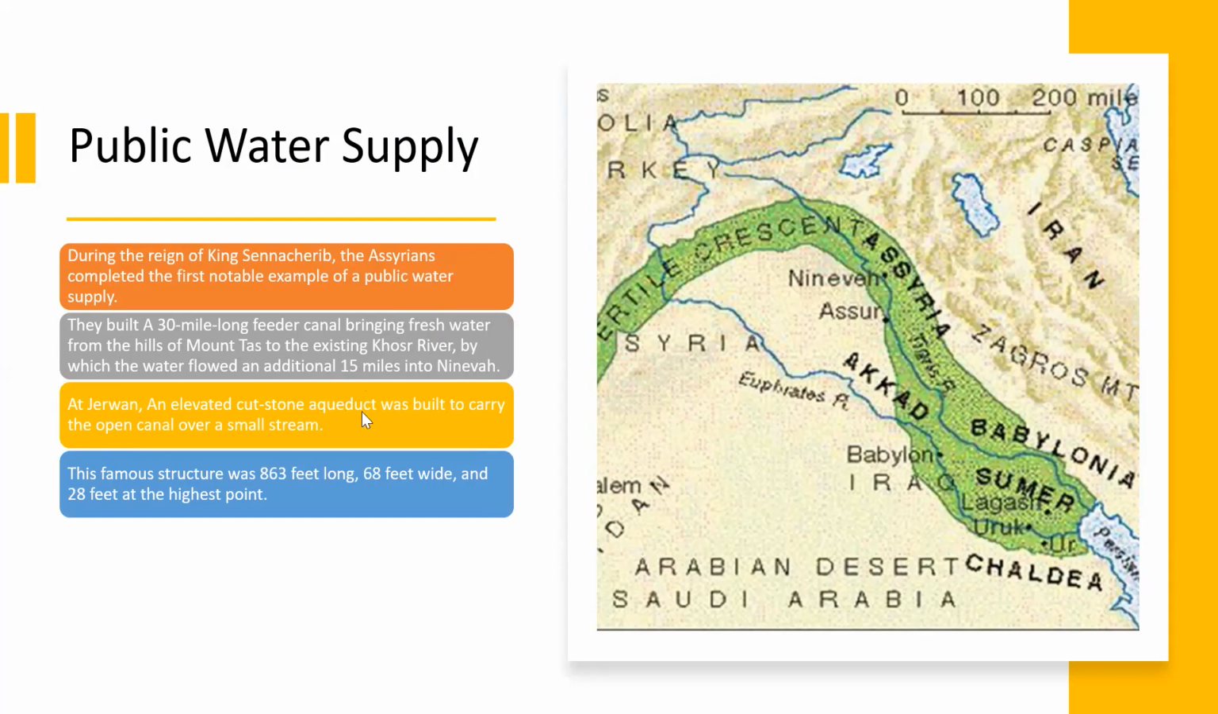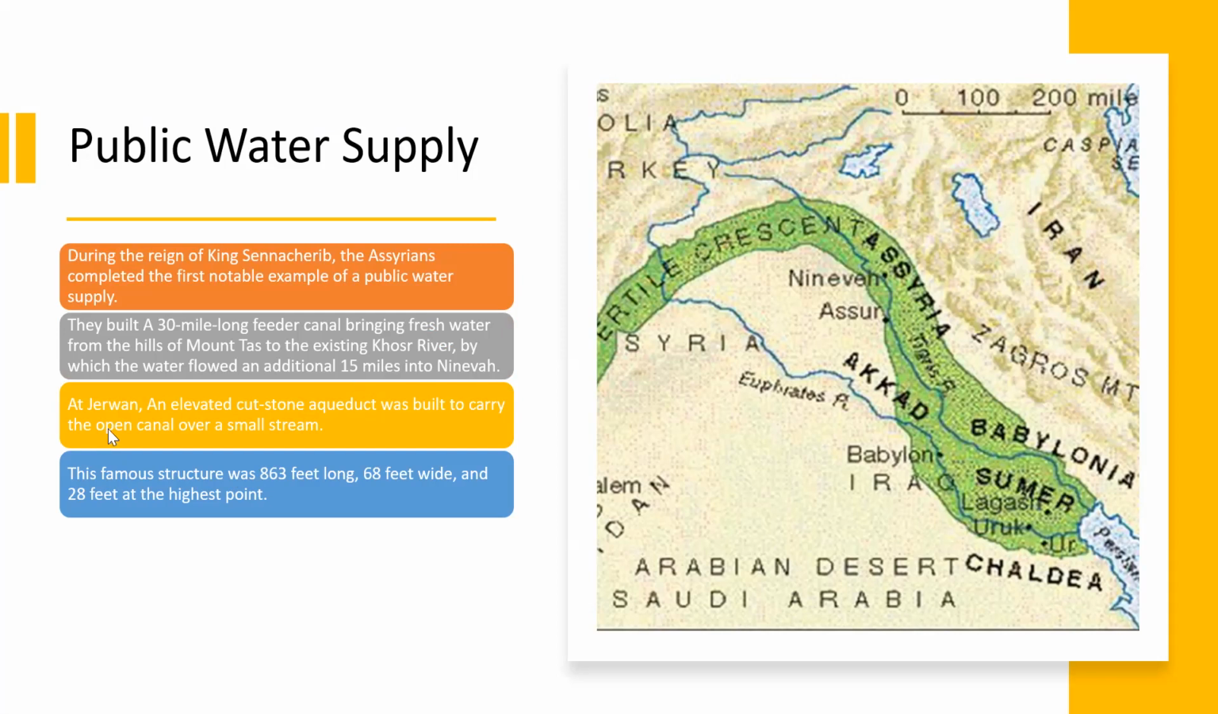Aqueduct is like a jembatan, but it is not a jembatan for humans, but it is for water. Or you can have like selokan in Bahasa Indonesia, but it is in the form of a jembatan. So it is high, right?